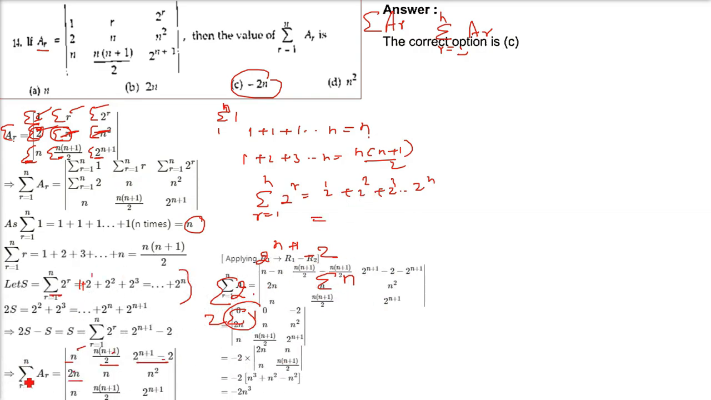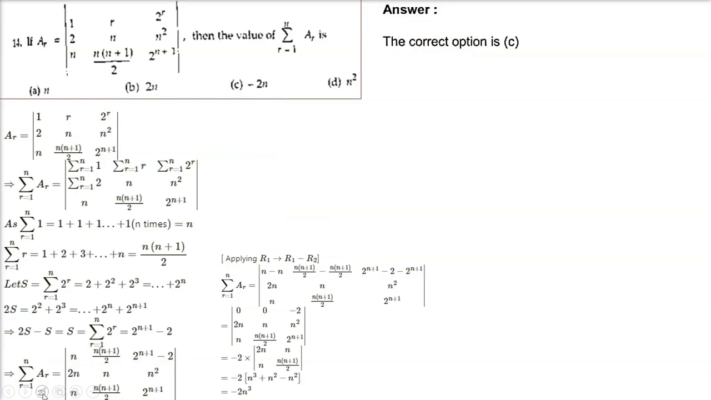The final step is what? Let me just clean it. See, this is the final one. Now we'll do row 1 minus row 2. Or you see, row 1 minus row 3 is a good idea. Why? Because we have row 1 as n, in row 3 also we have n.